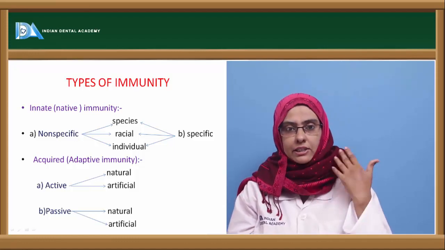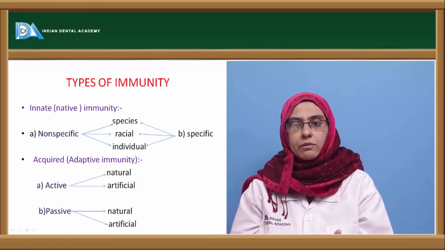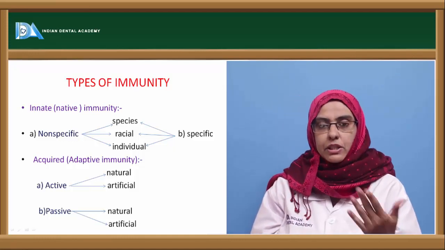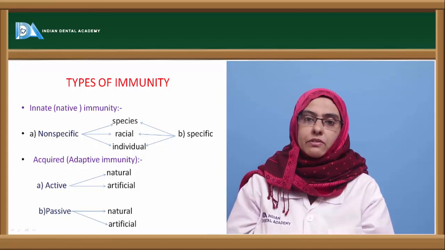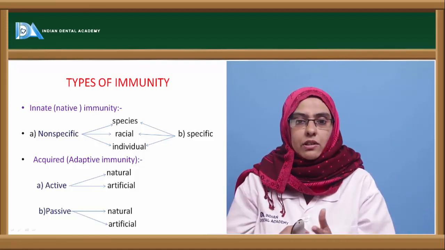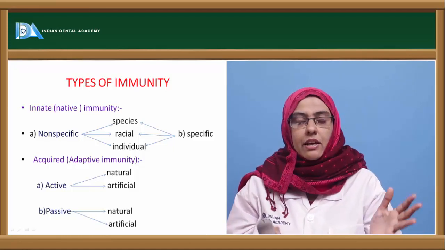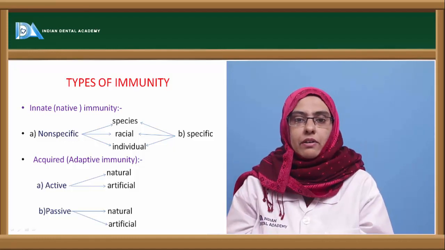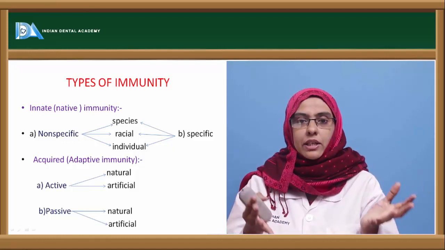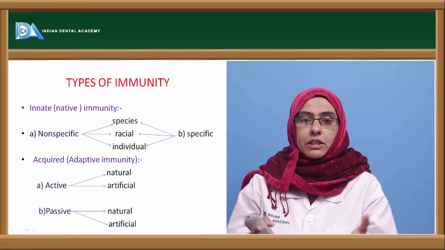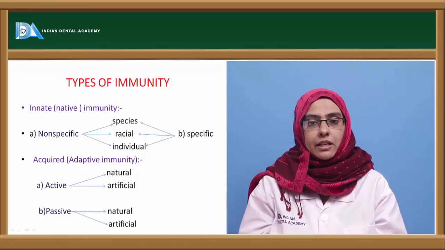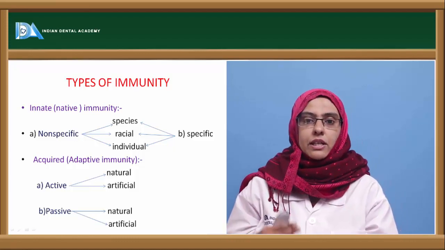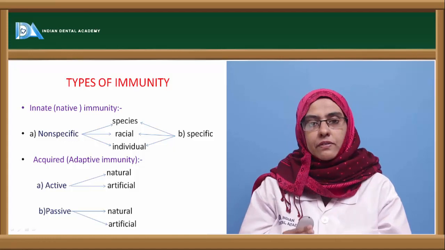Here again, we can classify innate, non-specific or native immunity into types. Here we have species immunity, racial immunity, and individual immunity, because all individuals are not the same. We differ from each other person-wise as well as area-wise and environment-wise. Depending upon all these conditions, there is a species immunity, a racial immunity, and also an individual immunity. Whereas acquired immunity can be classified into two major types: active immunity and passive immunity, which I will be dealing with later.